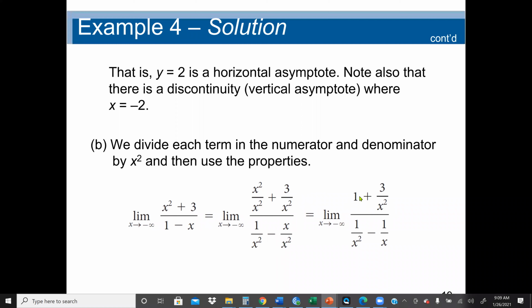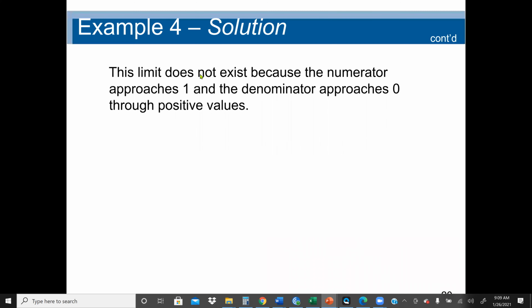First one, we get 1, so 1. But we cannot cancel 3 divided by x squared. So the rule says if we have something like this, since the exponent is greater than 0, the answer will be 0 here. Exponent greater than 0, 0. Exponent greater than 0, 0. So you get 1 over 0. Any value divided by 0, we don't have an answer. So the limit does not exist because the numerator approaches 1, but the denominator approaches 0. So 1 over 0, no solution.